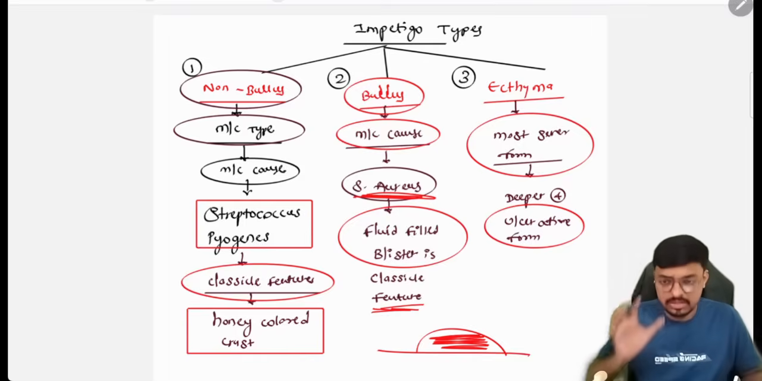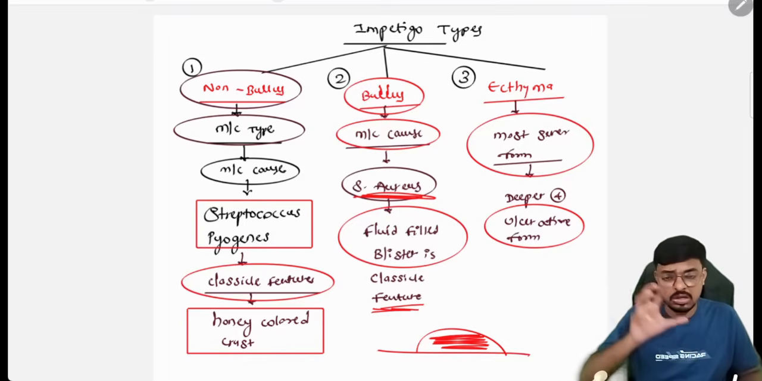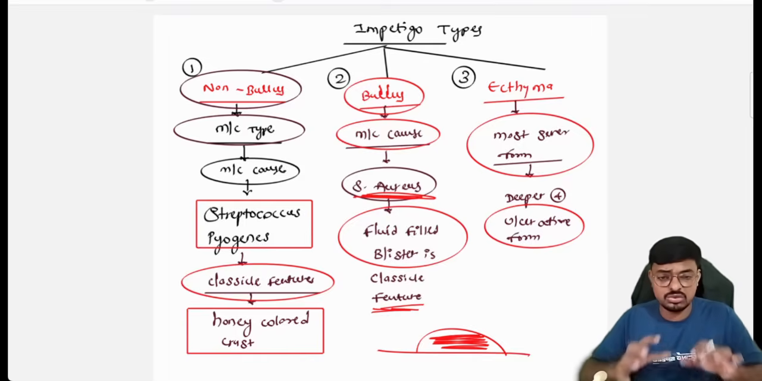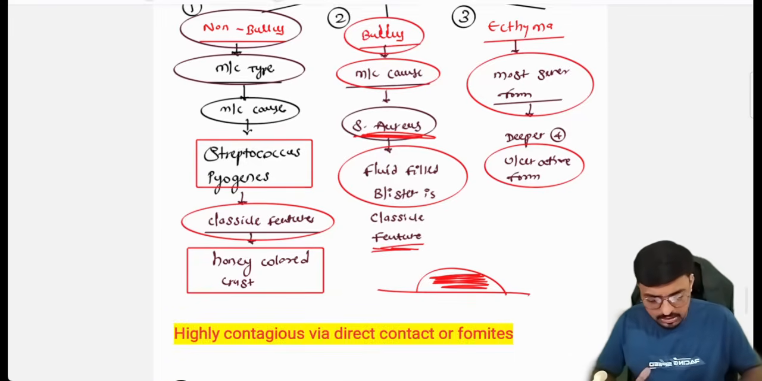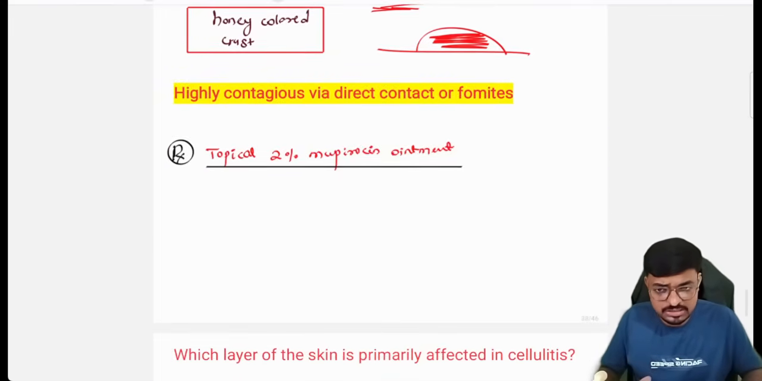Okay, but the non-bullous and bullous are both superficial. So this ecthyma will go deep, and it will impact all the subcutaneous tissue also. That is the reason this particular ecthyma is the most dangerous type. So hope it is very much clear to every one of you.